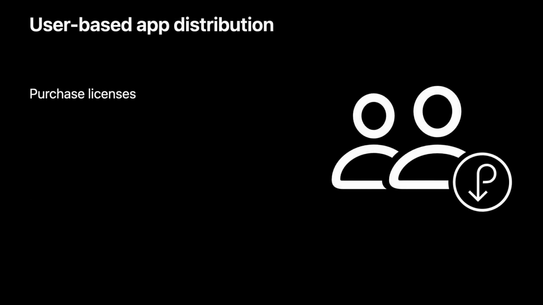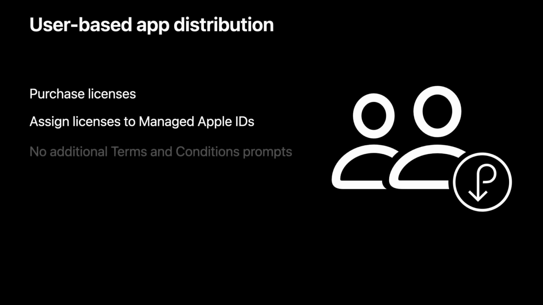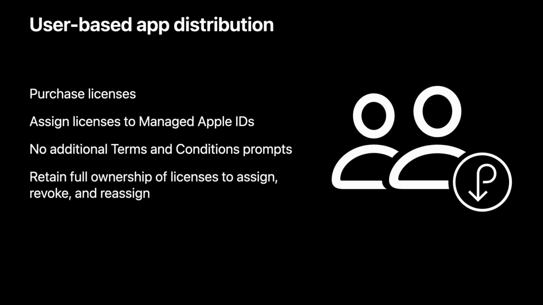Let's discuss content deployment for these devices. As with the devices you own, you can purchase licenses in the Apps and Books section of Apple School Manager or Apple Business Manager. For organization-owned devices, you had device-based app distribution. For user enrollment devices, you assign licenses to the user's managed Apple ID. The user will need to approve the installation on their device, but as the managed Apple ID and licenses are from the same Apple School Manager or Apple Business Manager, there are no additional terms and conditions prompts. And you still retain full ownership of the app licenses and can reuse them at will.